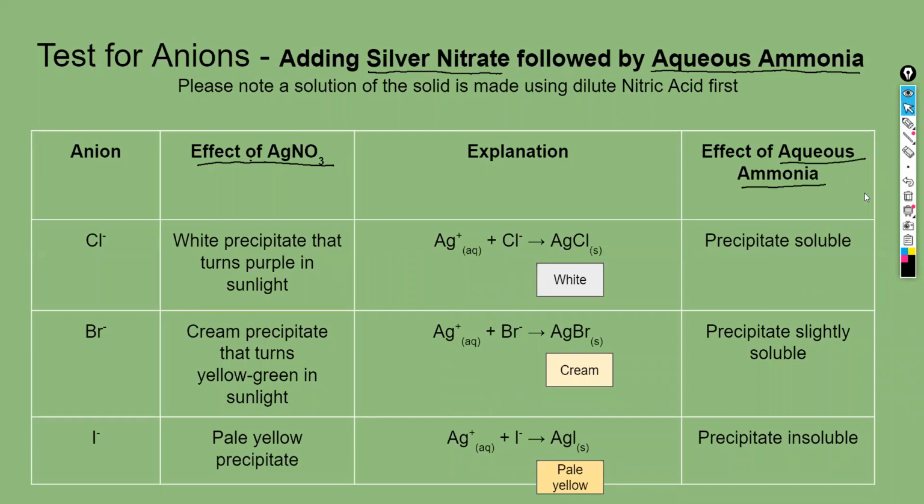The ammonia just either dissolves or does not dissolve the precipitate. So the precipitate is either soluble, or if it's bromide, Br minus, you get a precipitate that's slightly soluble. Okay. So once again, I don't think there is too much to explain. The table, in my opinion, is very self-explanatory. Take your 10 minutes again, and we will move on.